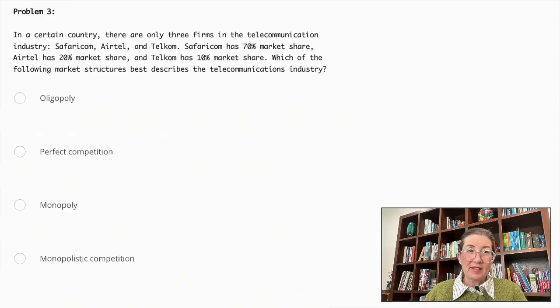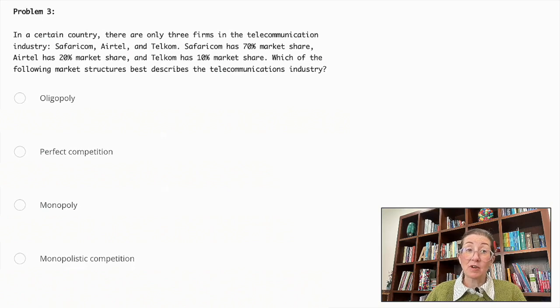Problem number 3. In a certain country, there are only 3 firms in the telecommunication industry: Safaricom, Airtel, and Telcom. Safaricom has 70% market share, Airtel has 20% market share, and Telcom has 10% market share. Which of the following market structures best describes the telecommunications industry? Oligopoly, perfect competition, monopoly, or monopolistic competition?